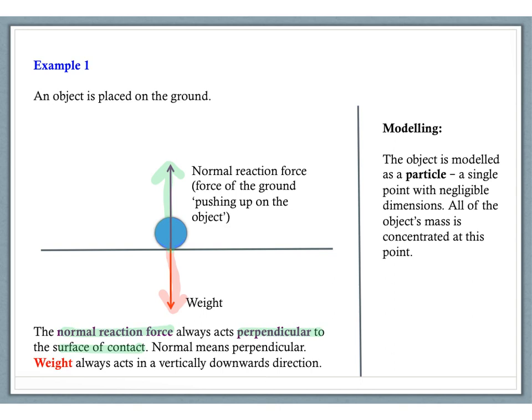Now, the modelling involved in this scenario, we are modelling the object as a particle. Now, this has a very specific meaning in mechanics as a modelling word. It refers to a single point object which has negligible dimensions, so we don't have to worry about its length, its width, its depth, or anything like that, and all of the object's mass is concentrated at this single point. And we usually model a lot of objects as particles. It simplifies the situation completely and allows us to do the calculations successfully.